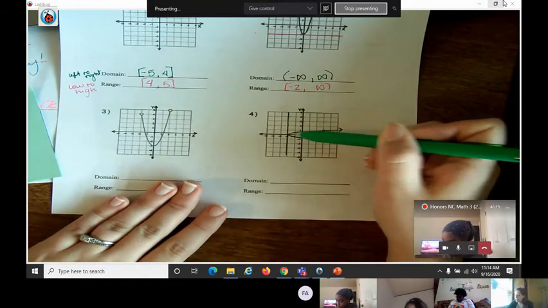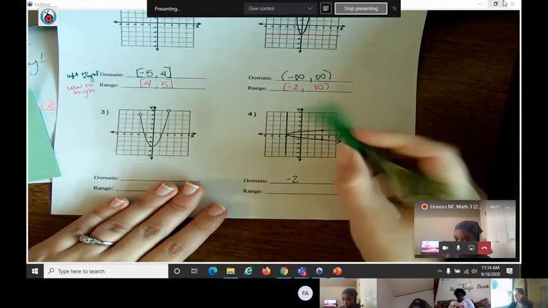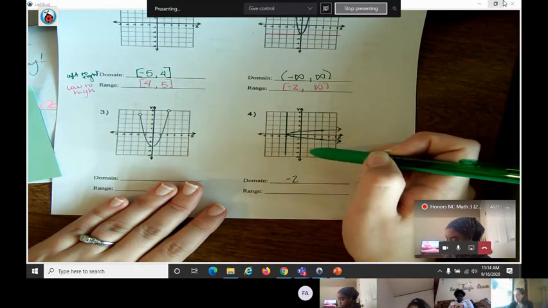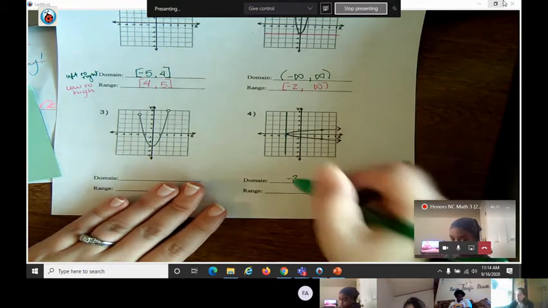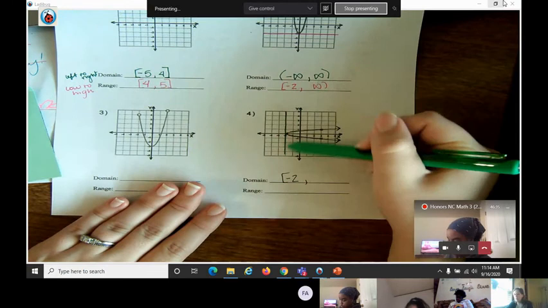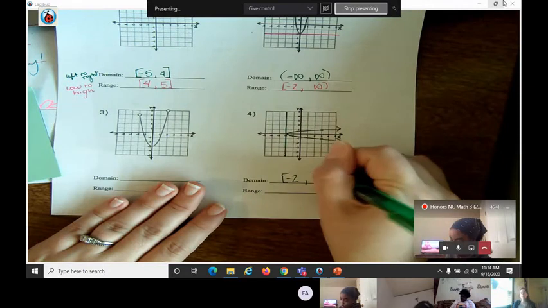So my domain, this is at -2. It's very hard to see, but that's a -2. And again, this is on the function. There's no open dot right here, no break in the graph. So because we have a solid line right there, we're defined on the function. So we're going to have a square bracket. So that's the farthest left it can go. And now the farthest right it can go is going to be to infinity. And we always use a round bracket.